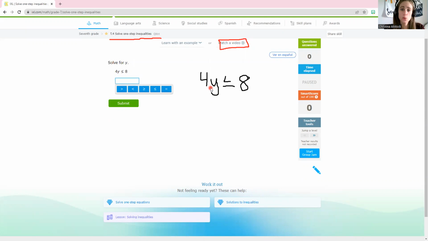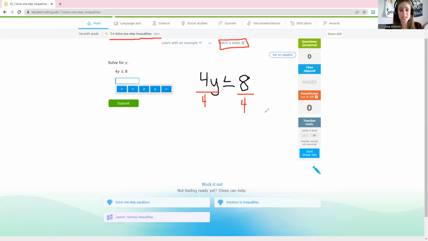Currently, the 4 and the y are being multiplied together. Remember that this is one of the ways that we can show multiplication. Multiplication can be shown with parentheses, it can be shown with a dot, but oftentimes when there's multiplication between a number, called the coefficient, and a variable, our letter, they are just put side by side, and that means multiplication. So we have 4 times y is less than or equal to 8. Well, the inverse, the opposite of multiplication, is division. We can get rid of that 4 by dividing both sides by 4.